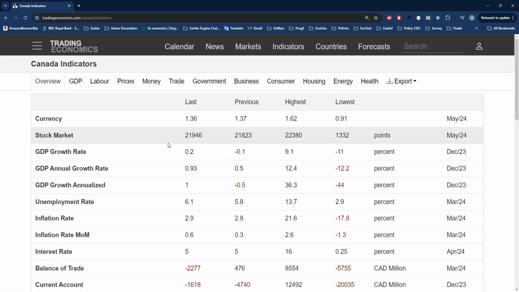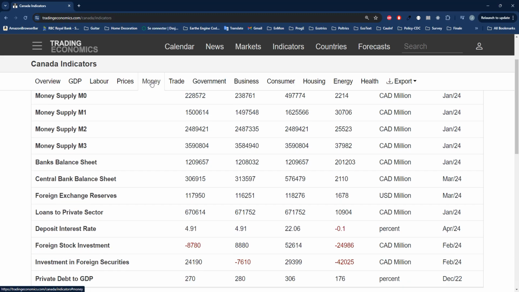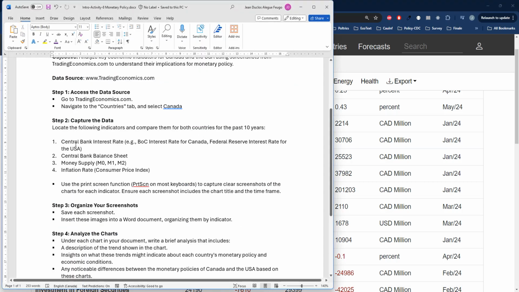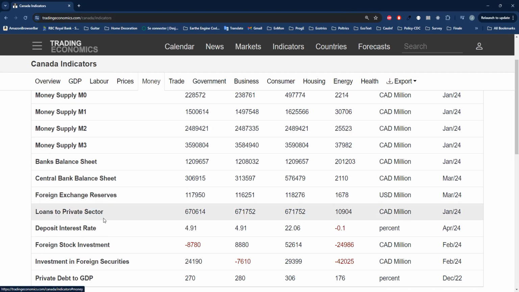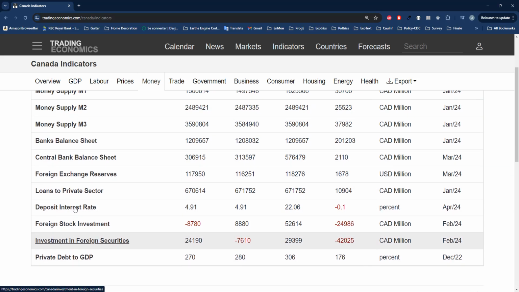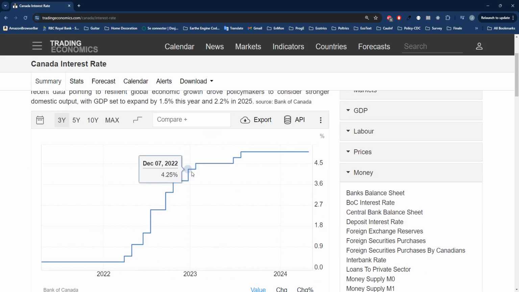Once we've done that, the next thing is we want to take a look at where we have money. You'll find money here. I'll click on the tab of money, and under money you have a number of indicators. If you take a look at the first one we have here, it says the central bank interest rate. So you are looking for the interest rate of the central bank. Let's see, where do we have that? We have interest rate right here. I'm going to click on that, and it's going to give me a chart.